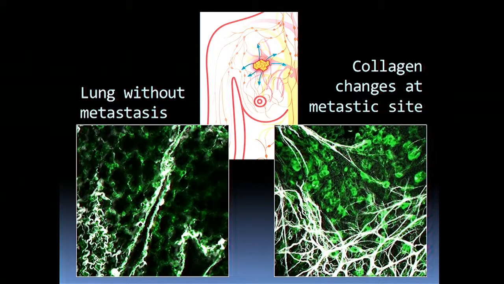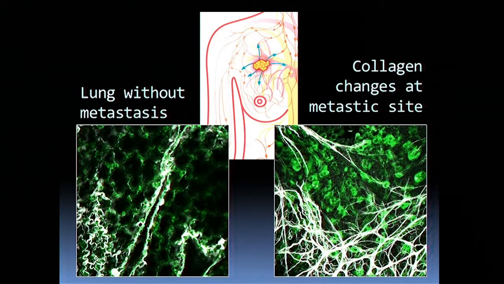This is a normal lung with no metastases. The white is the collagen, imaged by second harmonic, in live tissue. And over here, we have injected into the tail vein a mouse breast cancer cell line that is labeled with a fluorescent green dye, and so we can see it. And here's what the collagen looks like around that tumor.